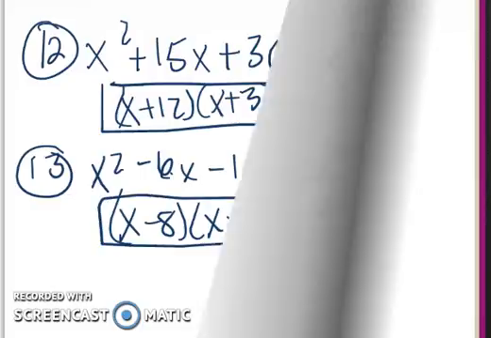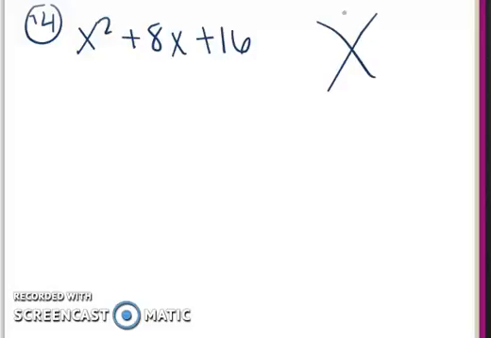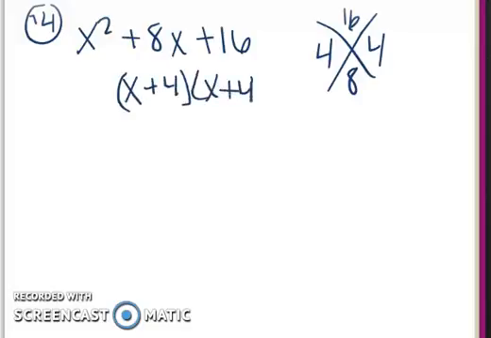Okay, next page. We got number 14. Again, a lot of these are x factoring, so it makes it pretty easy to do quickly. For me, got 16 and 8, two numbers that multiply to 16 but add to 8. I'm thinking 4 times 4 is probably my best bet. And so we get x plus 4 and x plus 4.